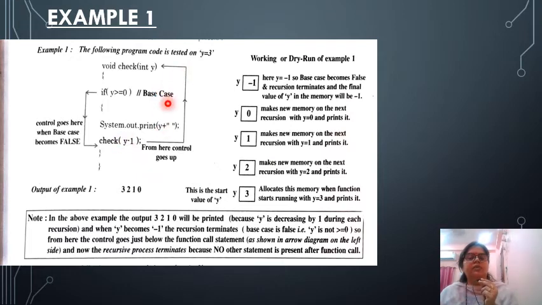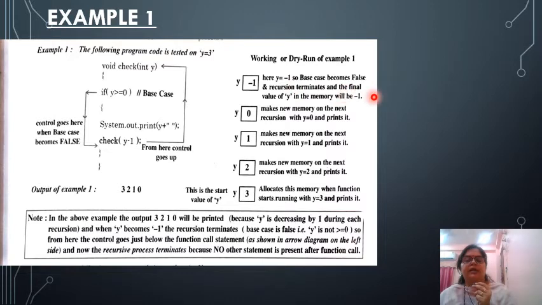Here first y is 3. Then minus 1 it will be 2. Then minus 1 it will be 1. And at last it will be 0. Then the control goes on, and after that the base case becomes false for minus 1 and it will not work. See how the working has been done here.